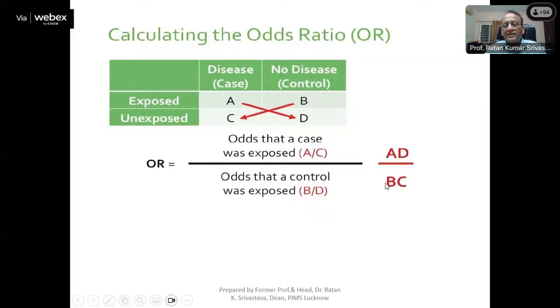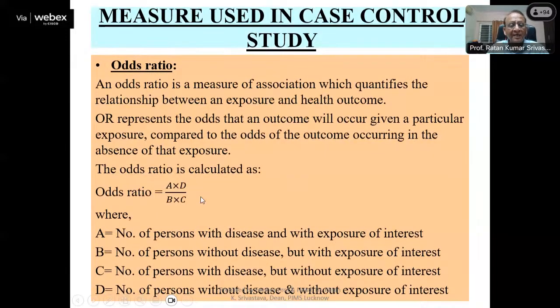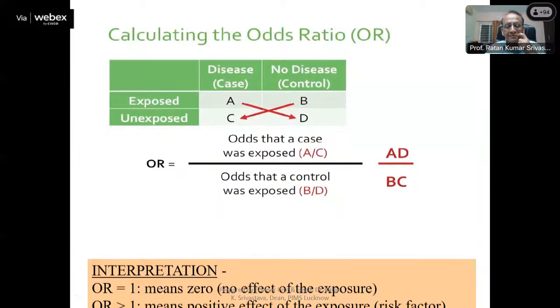Then you resolve it and you get A upon C multiplied by D upon B. You take it up and it will reverse. So you get AD upon BC. And in my previous slide, I wrote AD upon BC. Here I have tried to explain.